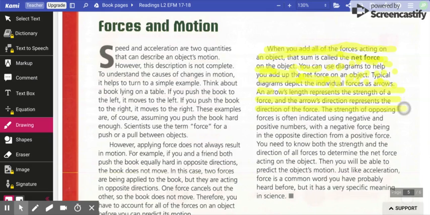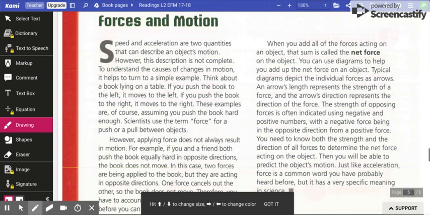The strength of opposing forces is often indicated using negative and positive numbers, with a negative force being in the opposite direction from a positive force. You need to know both the strength and the direction of all forces to determine the net force acting on an object. Then you will be able to predict the object's motion. Just like acceleration, force is a common word you have probably heard before, but has a very specific meaning in science.